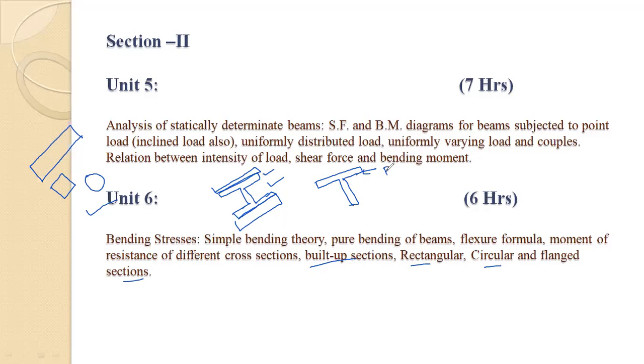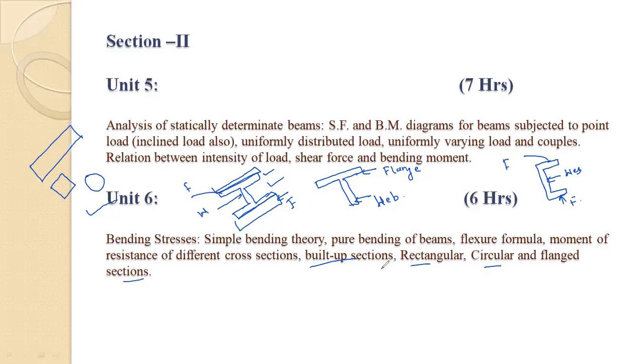In that, this is called the flange, and this portion is called the web. So these sections are flanged sections. Here also this is flange, this is web, and this is flange. For I section, 2 flanges and 1 web are present, and for T section, 1 flange and 1 web are present. Also there is the channel section, called C. This is flange, this is web, and this is also flange.